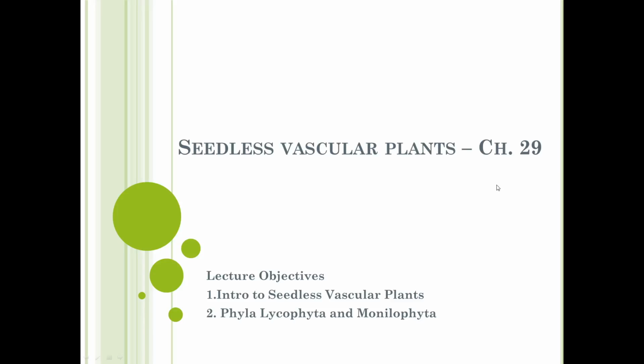Today we're going to be talking about the seedless vascular plants, still part of chapter 29. And the goal for today is to get through what seedless vascular plants are, how they are similar to the bryophytes that we talked about last time, and then obviously what are some of the derived traits that we see appear in this group.